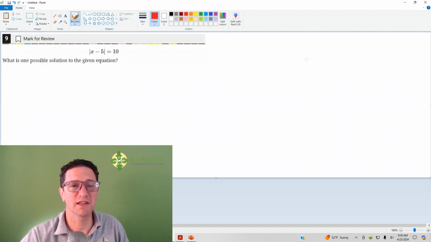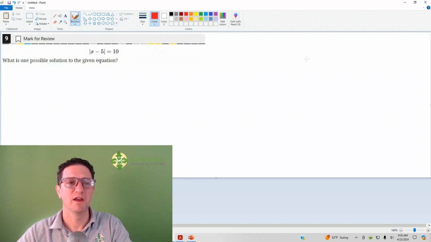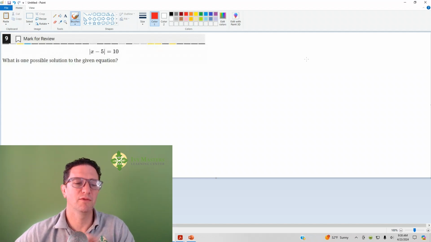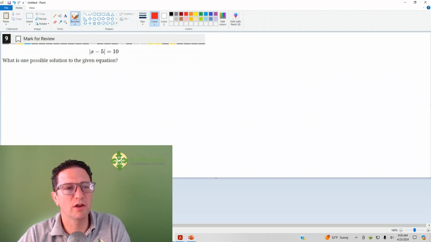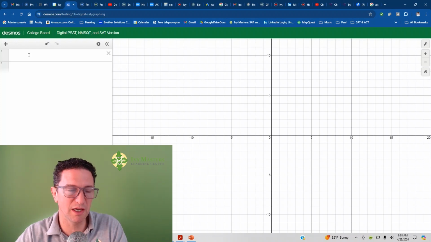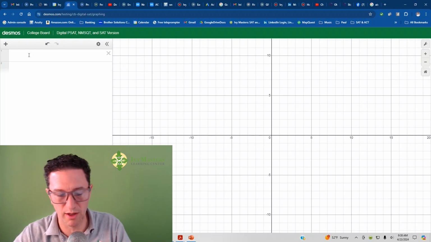We're going to look at the 9th question from Digital SAT Test 2 Module 2 from the Bluebook app, the easier set of math questions, and it reads, what is one possible solution to the given equation? For that, what you could do is plug it into Desmos. And how would you plug it into Desmos? Well, it was the absolute value. How do you get the absolute value? I'm going to show you how to do it with your keyboard and with your Desmos keyboard.